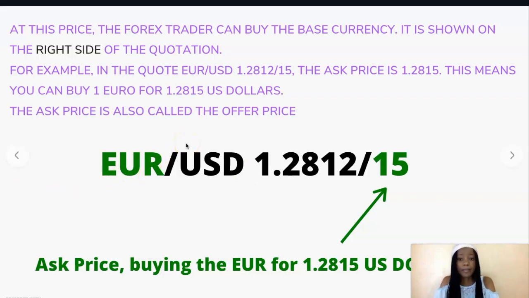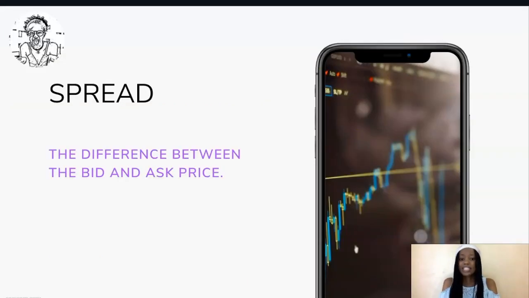Okay? So for example, in the quote Euro USD, the ask price is 1.2815. This means that you can buy the euro for $1.2815. Remember, the ask price is also known as the offer price or the counter price. So as a Forex trader, in this situation, when we are having the ask price, it means you are buying the euro for 1.2815 US dollars.